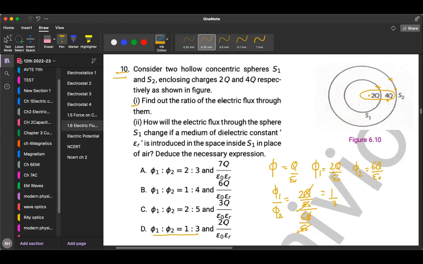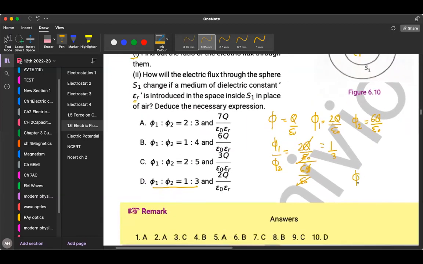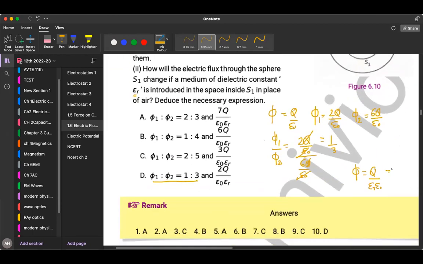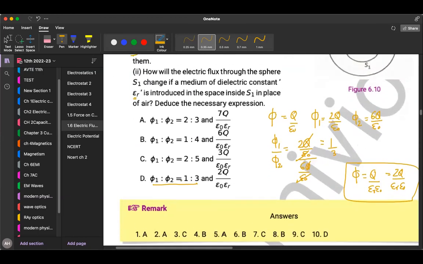Second is, how will the electric flux through the sphere S1 change if a medium of dielectric constant is used in the space inside S1 in place of air? So inside S1, if you have a medium of dielectric constant epsilon r, then instead of writing q by epsilon naught, you will write flux as q by epsilon r into epsilon naught. The charge inside the first sphere is 2q, so this is 2q divided by epsilon r into epsilon naught. This is how we calculate. So option D is correct.